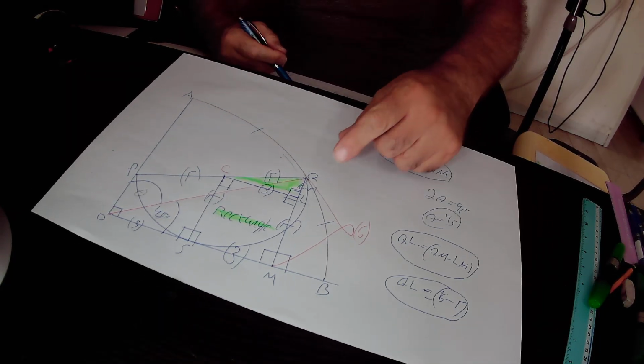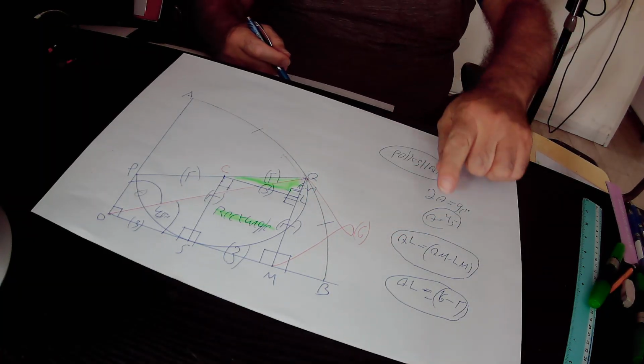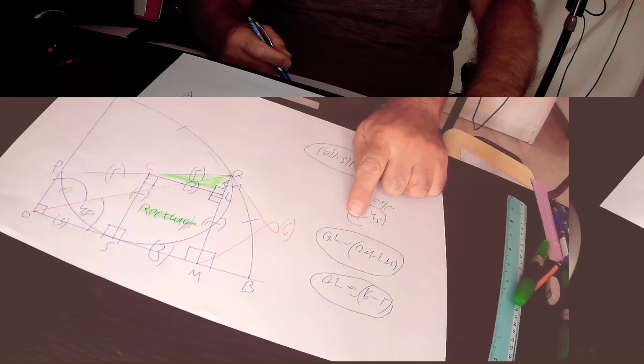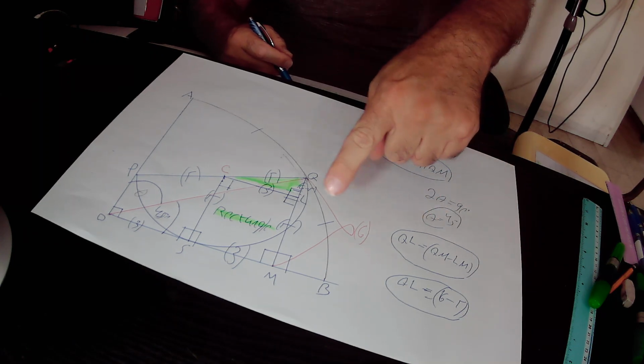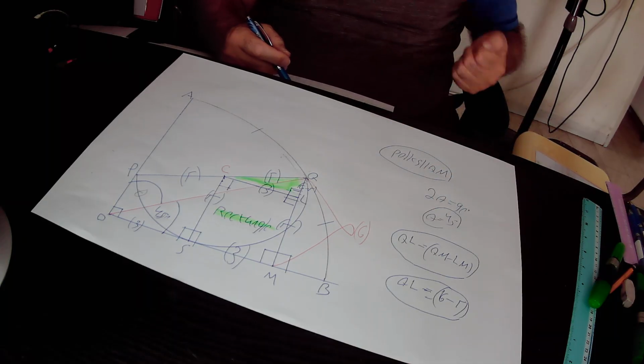What is the length of the missing line segment QL? QL equals QM minus LM. So QL in total equals QM, that is 6, minus LM, that is 1. In total, QL equals 6 minus 1 in its length.